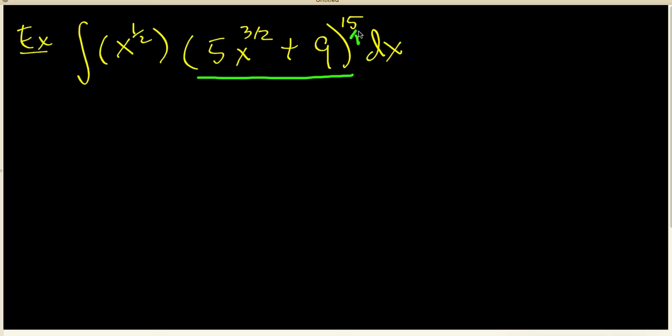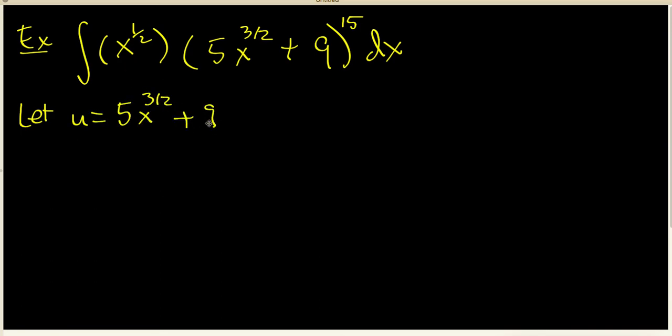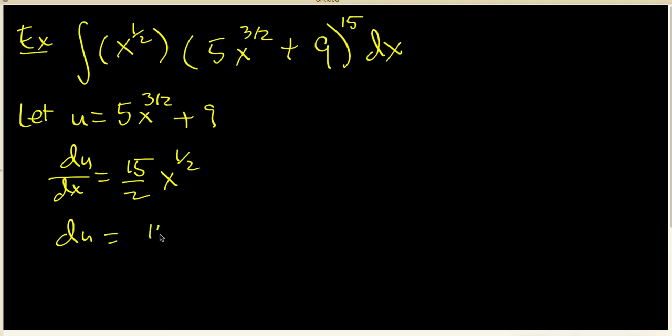And when I think about differentiating this junk, the derivative of an x to the 3/2 is a 3/2 times an x to the 1/2. And there's my x to the 1/2. So it is reasonable to try u equal to the junk, which is 5x to the 3/2 plus that 9. du dx then is going to be 15/2 x to the 1/2. And so du is going to be 15/2 times x to the 1/2 dx.